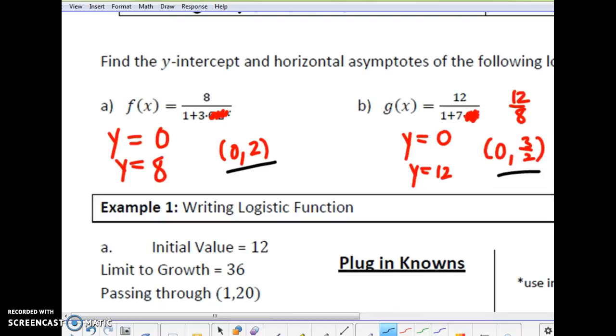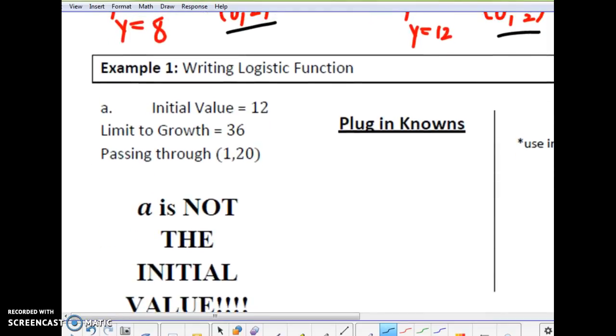What we're going to do today, and it is not the easiest thing in the world, is write these bad boys. You're going to be given quite a few pieces of information. You're going to get the initial value. Your initial value is your y-intercept. It is when x is equal to 0. So even though I have initial value equals 12, the best thing you can say is (0, 12). You need that coordinate. We usually need 2 points to write an actual function.